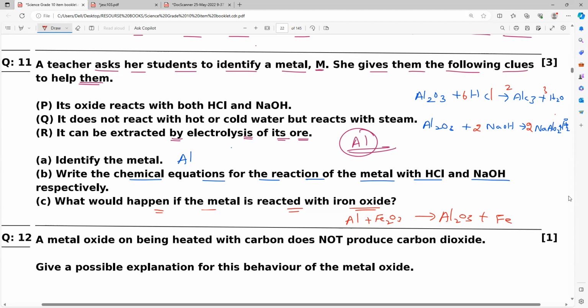Write the equation also. Many people won't write equations and all, but if you write, you will always score better in the exam compared to others. So remember that.